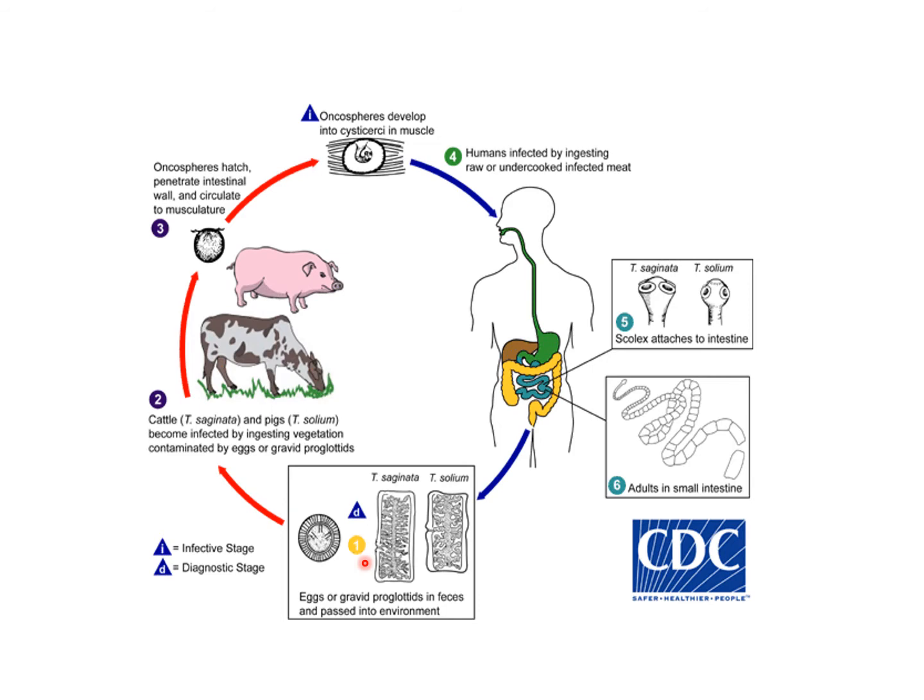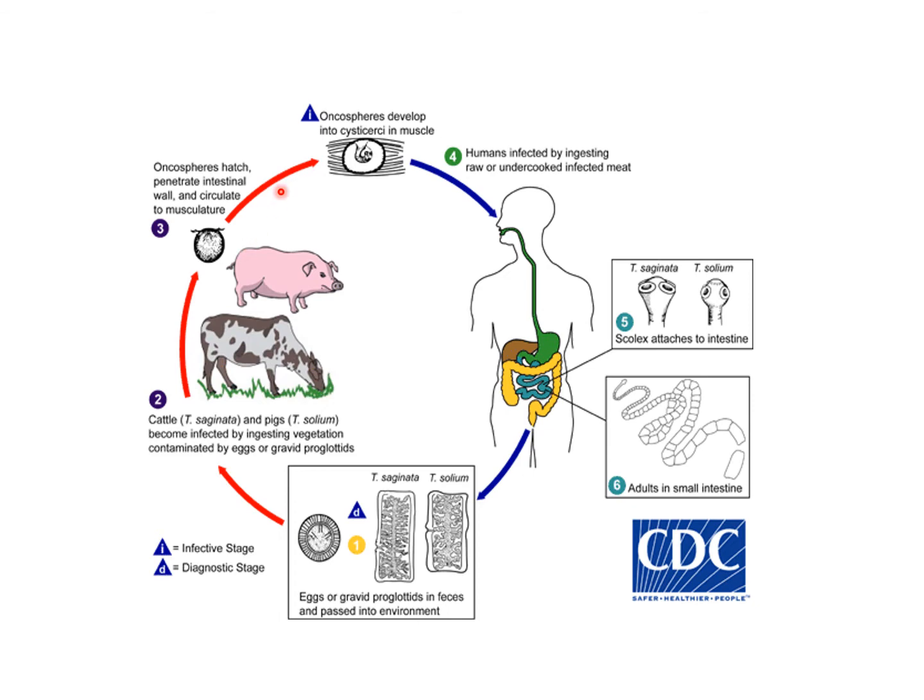Eggs or gravid proglottids are passed with feces. The eggs can survive for days to months in the environment. Cattle and pigs become infected by ingesting vegetation contaminated with eggs or gravid proglottids. In the animal's intestine, the oncospheres hatch and invade the intestinal walls and migrate to the striated muscles where they develop into cysticerci. A cysticercus can survive for several years in the animal.